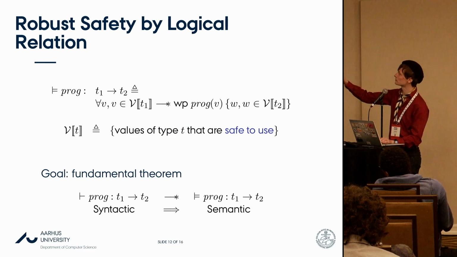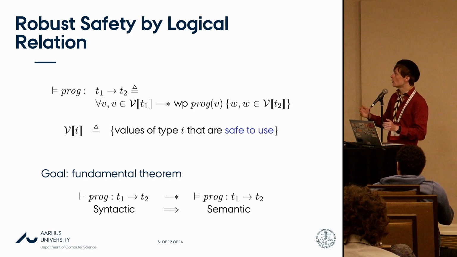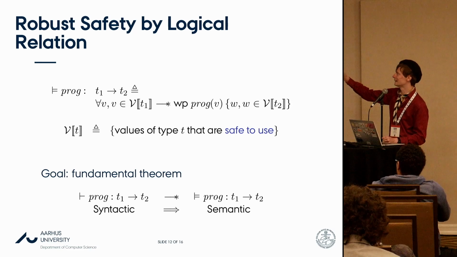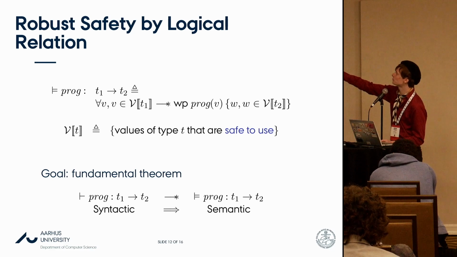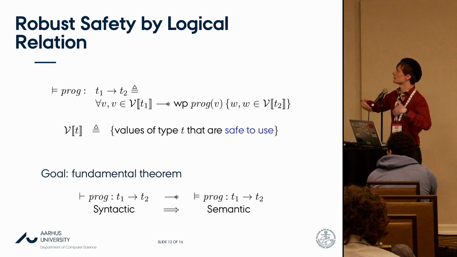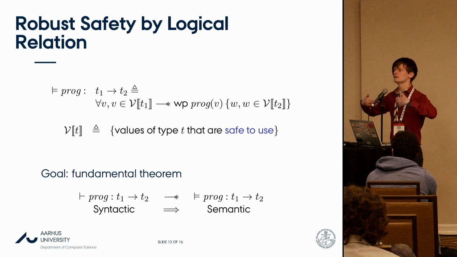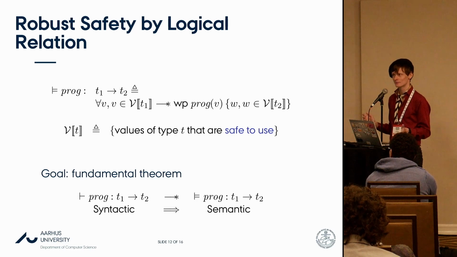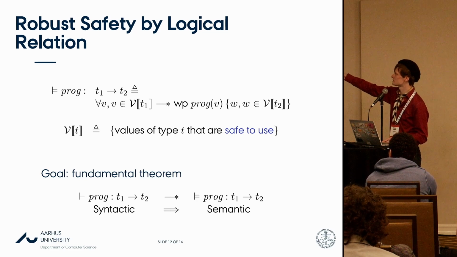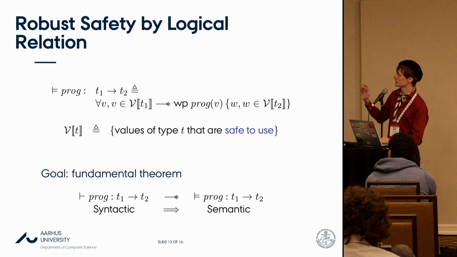So I can define a program of type T1 to T2 to be safe to execute if, whenever I give it an input value that is safe to use for type T1, I have this weakest precondition statement, which means that my program plugged with that input value V is going to be running safely, and if it terminates on a value W, then W is safe to use for type T2. Now, of course, I'm hiding everything behind the definition of being safe to use. What it means is going to depend on the type of my value.